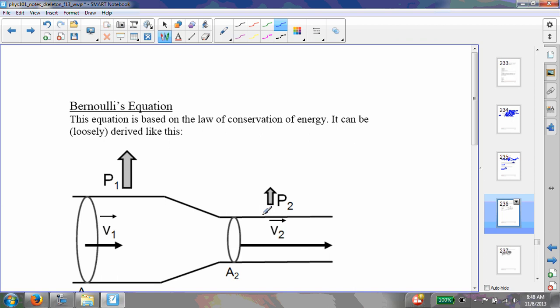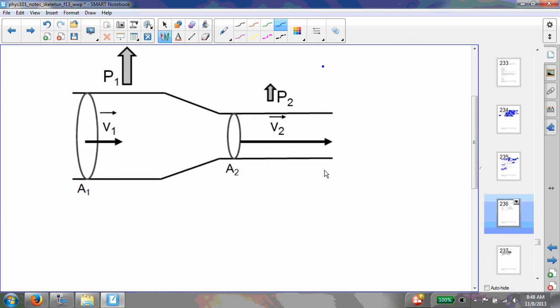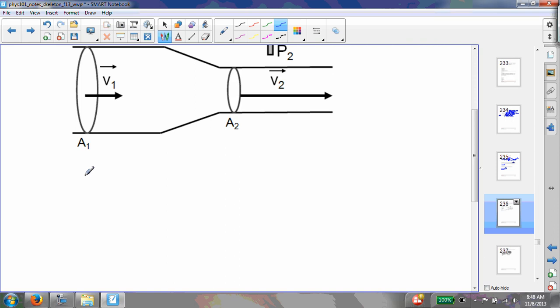Now, the second equation is based on the law of conservation of energy, and it can be sort of loosely derived like this. Conservation of energy says that the energy must remain constant, and we can say that the work plus the kinetic energy plus the potential energy must remain constant.